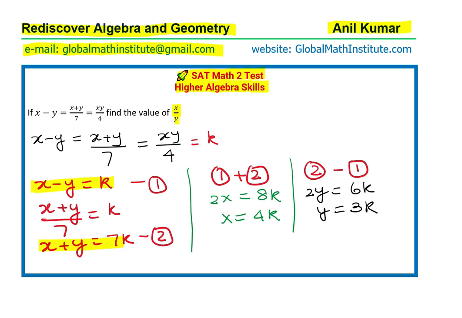And that gives you the answer, what should be x over y, right? So clearly x over y should be equal to what? X value is 4k, y is 3k, right? So k and k cancel, and you're left with 4 over 3.